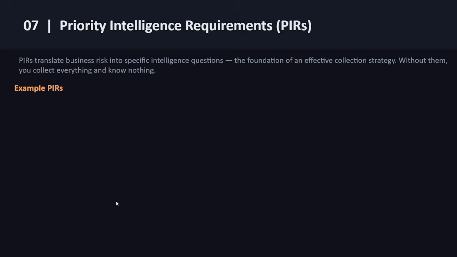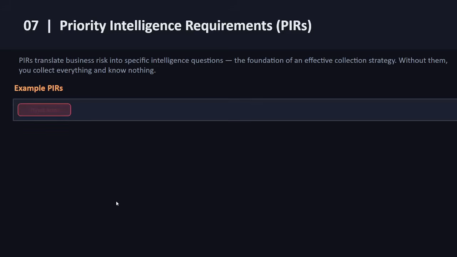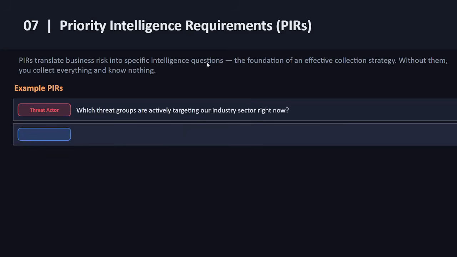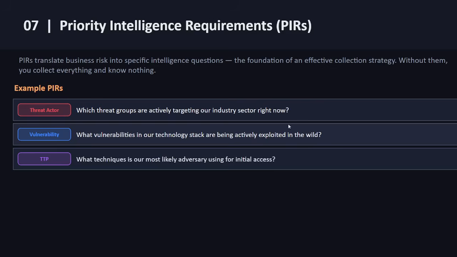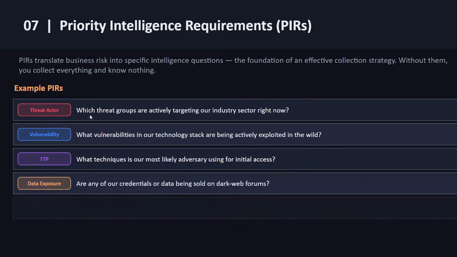So, priority intelligence requirement. Business risk into specific intelligence question. This is where you will ask a lot of questions. Without them, you collect everything and know nothing. Only if you get this information will you be able to capture a lot of meaningful data. So, threat actor: which threat groups are actively targeting our industry sector right now?